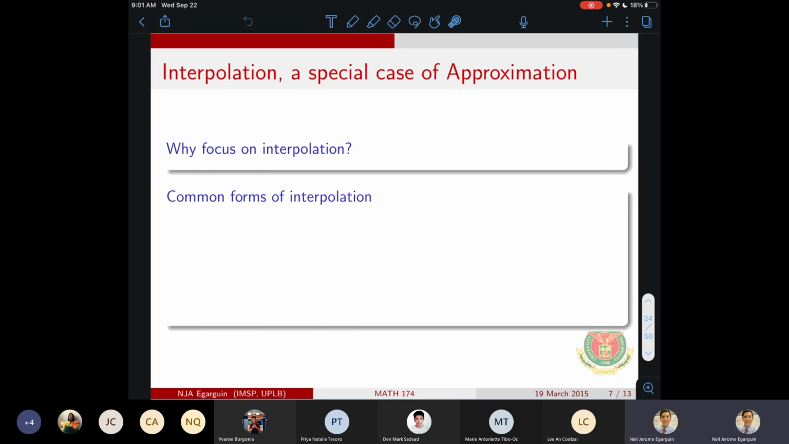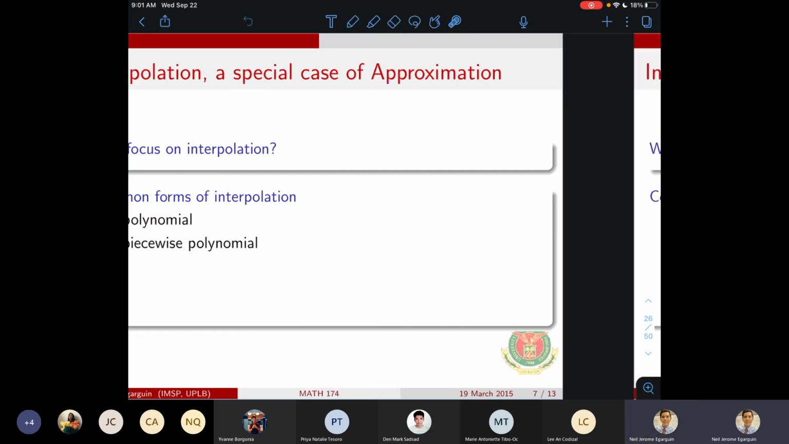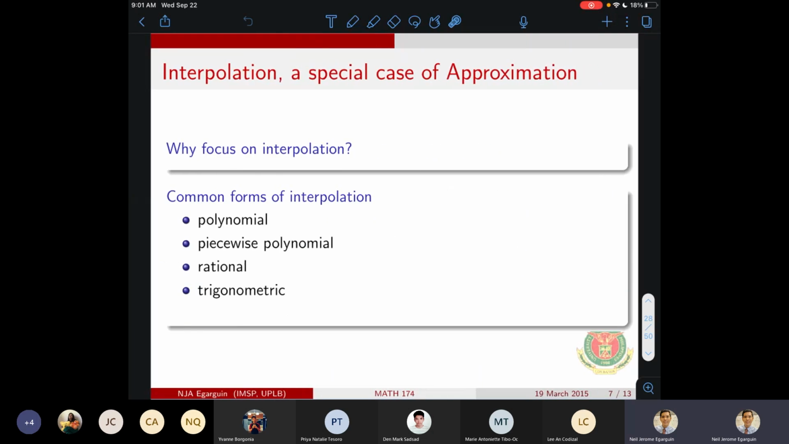Now, there are several common forms of interpolation. We have polynomial interpolation, meaning yung function g na pipiliin natin para i-imitate yung behavior ni function f on a discrete data set ay polynomial. Pwede rin namang piecewise function yung gagamitin nating interpolating function. But some other techniques, you also have rational, trigonometric, and exponential interpolating functions. But for our class, we'll focus on polynomial and piecewise polynomial interpolation.